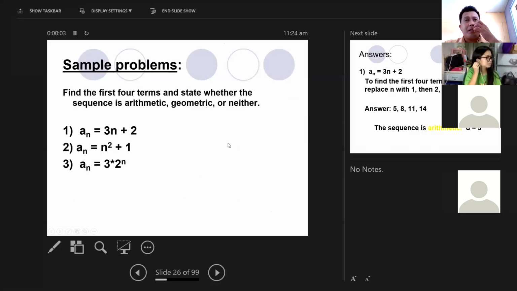So here are examples. This sample problem tells you to find the first four terms and state whether the sequence is arithmetic or geometric. In pre-calculus, we call this mathematical induction class. So perhaps we need not answer this one, but for argument's sake, to answer problems like this, we just have to substitute n to be 1, 2, 3, 4. Or you can substitute n to be 1, to be 2, to be 3, to be 4.